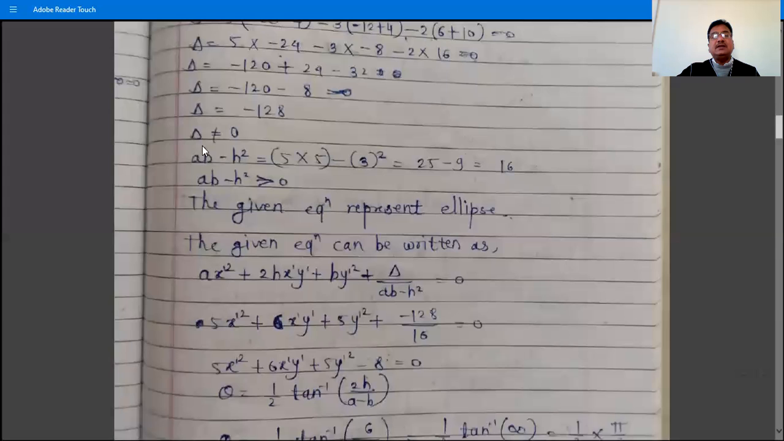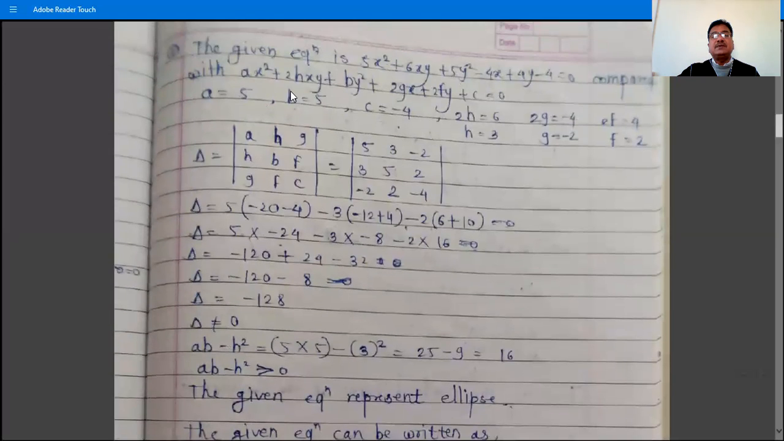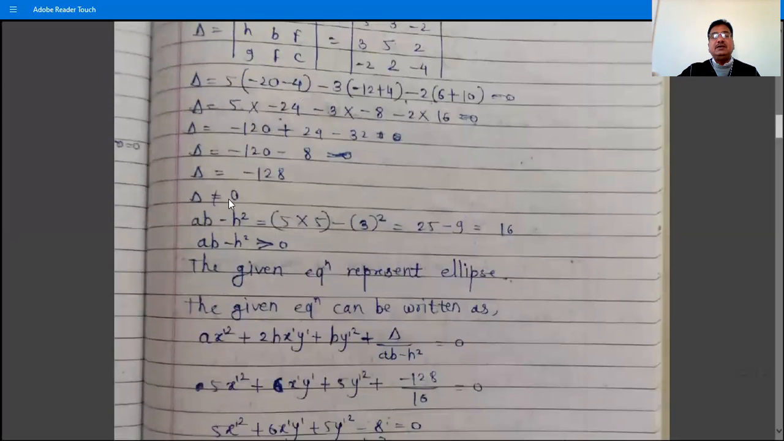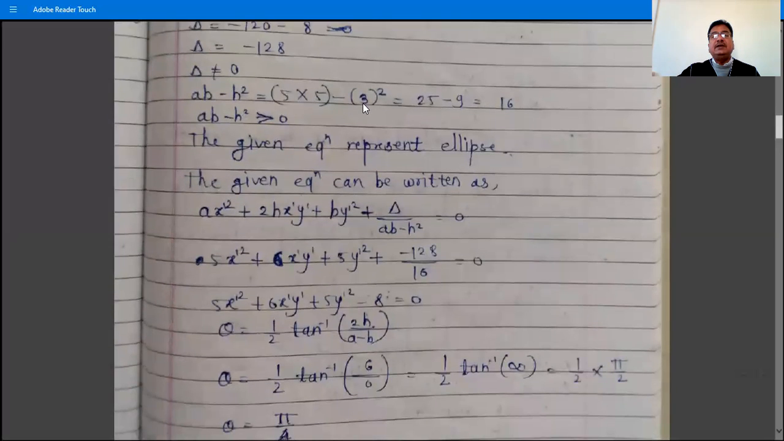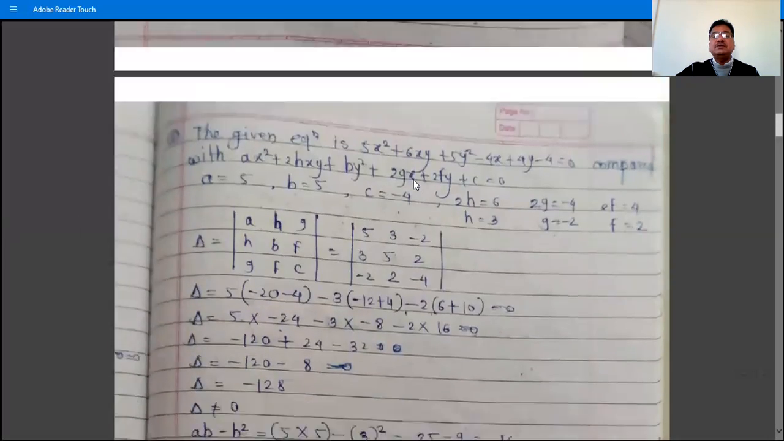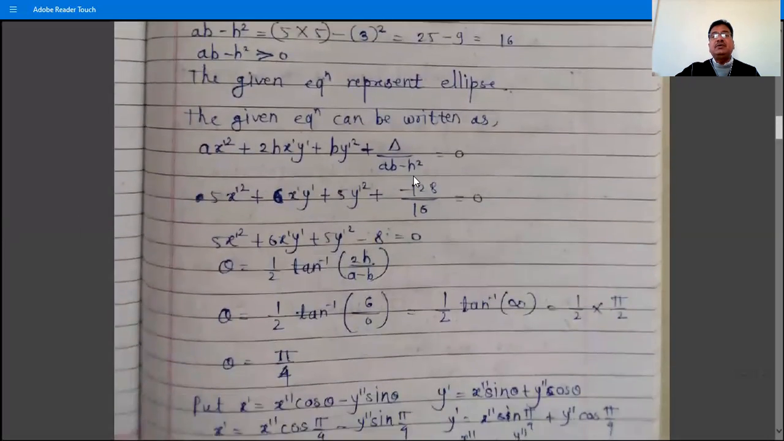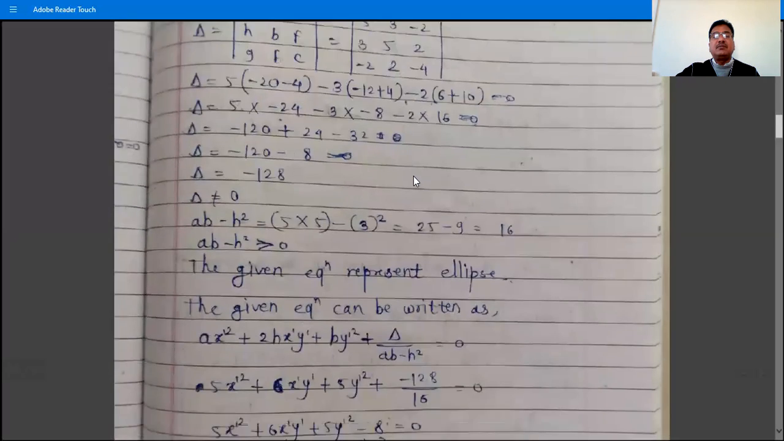Therefore, find ab minus h square. So ab minus h square is what? A is 5, b is 5, minus h is 3, its square. So 25 minus 9, that is 16, and this quantity is greater than 0, and therefore the given equation represents an ellipse. Okay, that is the nature of the conic: ellipse. Now we have to reduce this equation to its standard form.